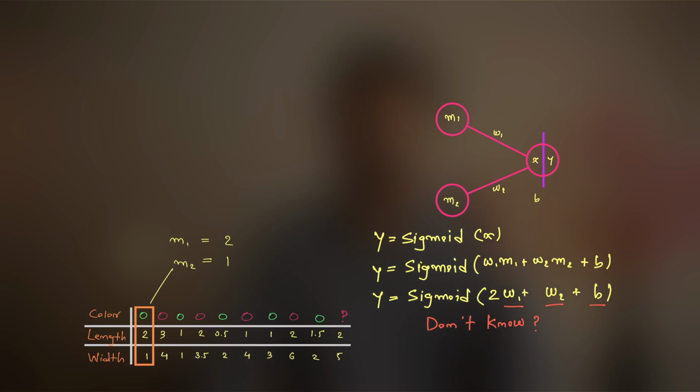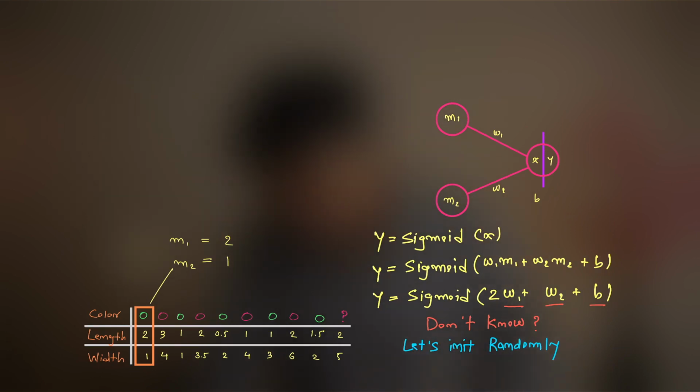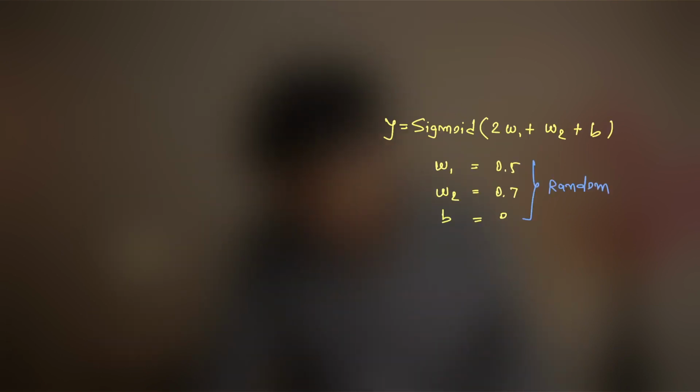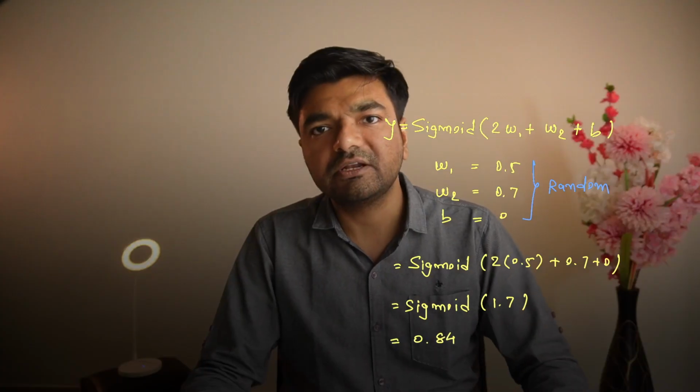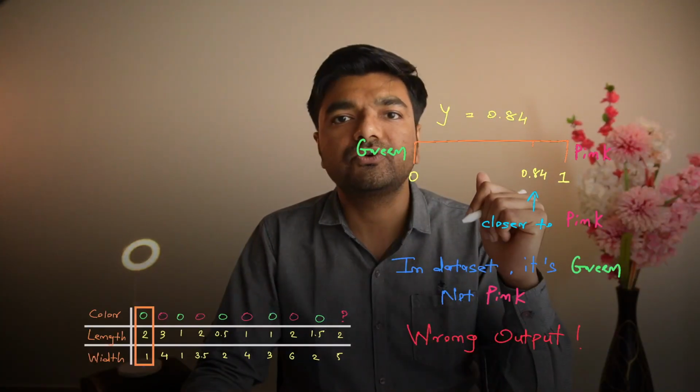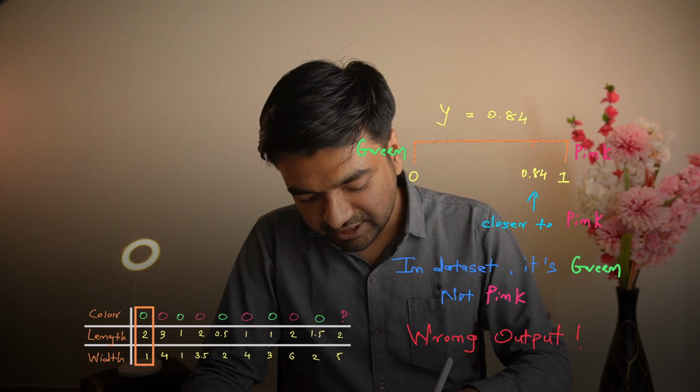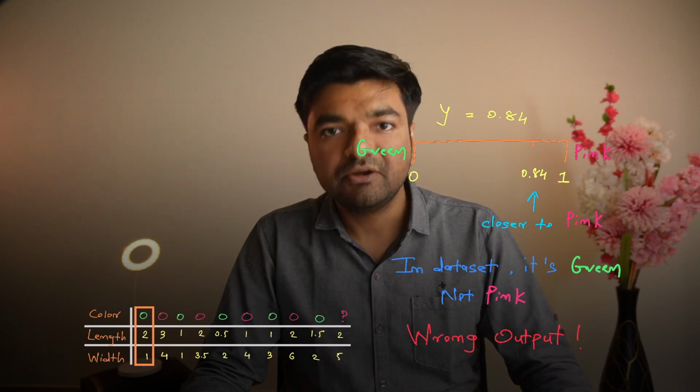Then how will we calculate the value of Y? You can choose any random value. Let's make W1 equal to 0.5, W2 equal to 0.7 and B equal to 0. These values are completely random. Now put these values in this equation and it will give the final answer 0.84. And if we see it on the number line, then 0.84 is closer to 1. But if we check in the dataset, then it is green, not pink.